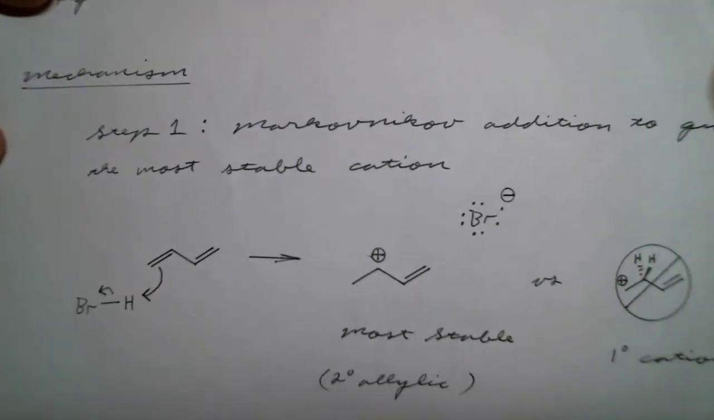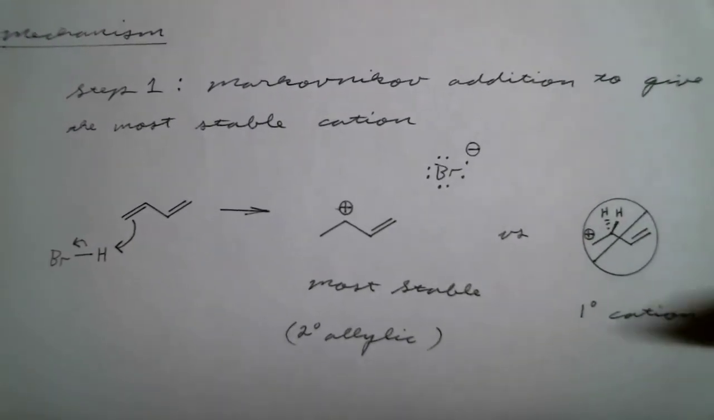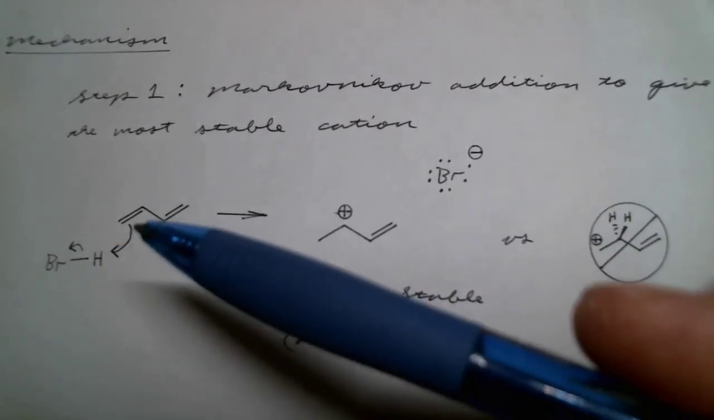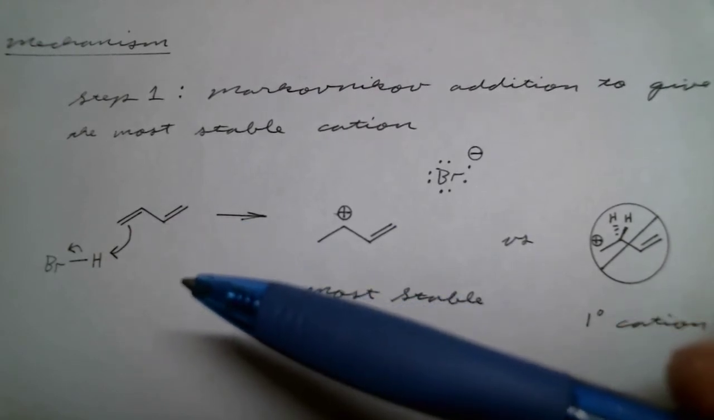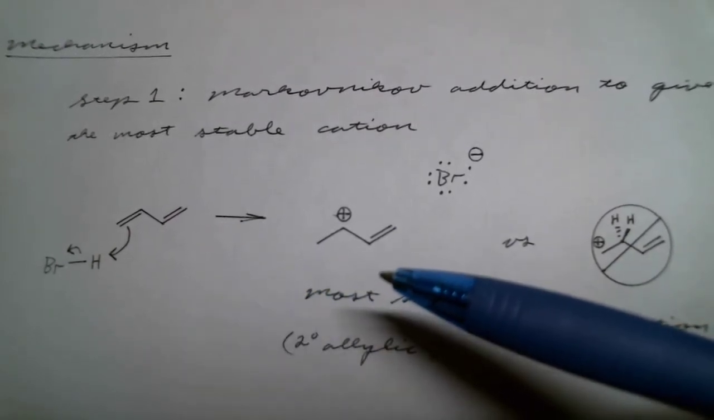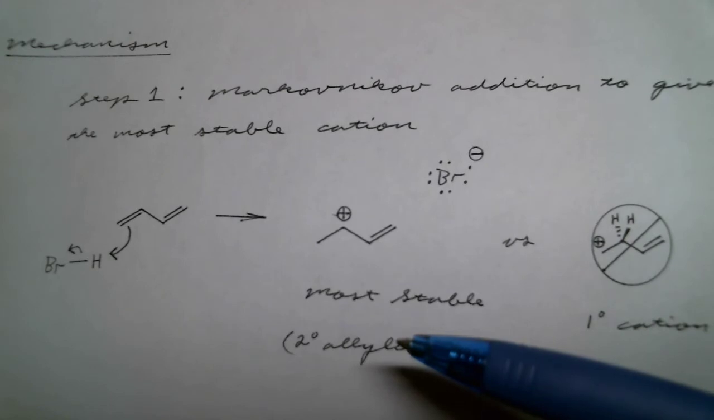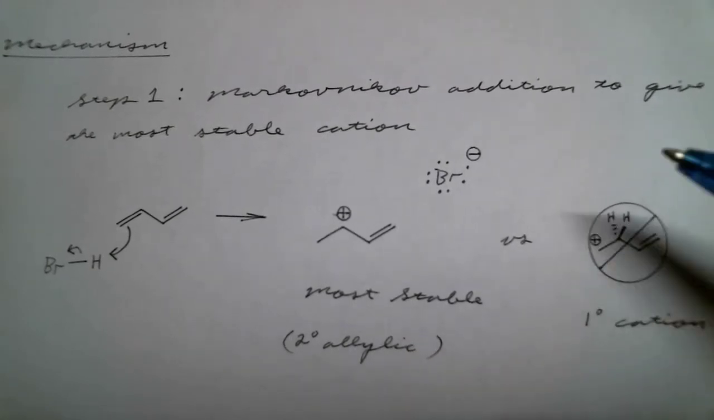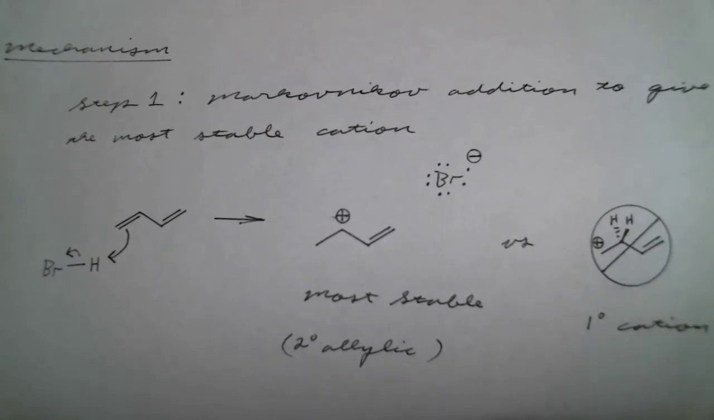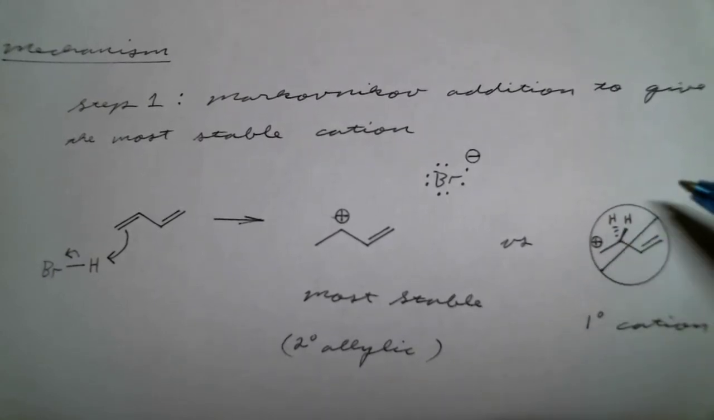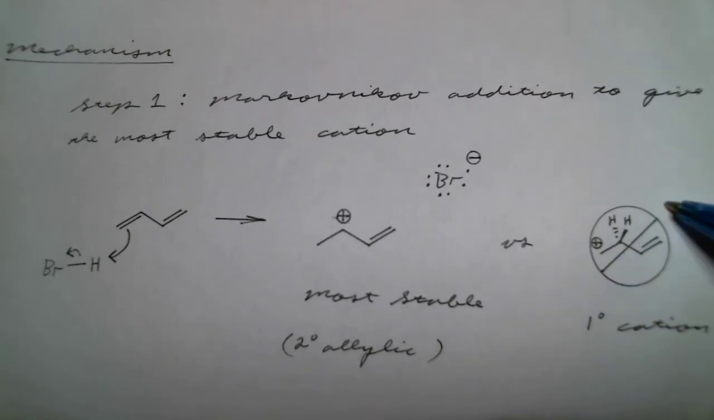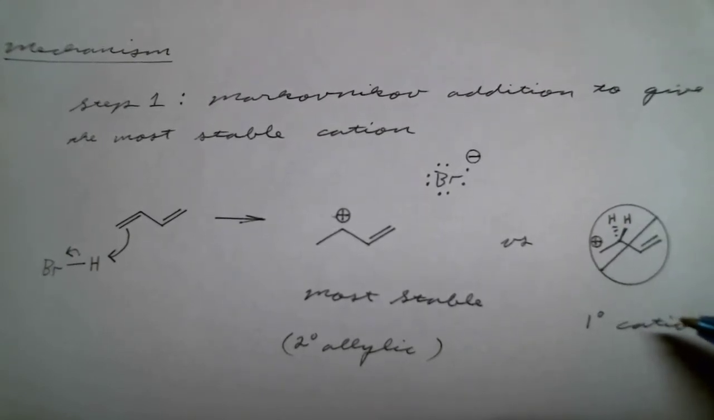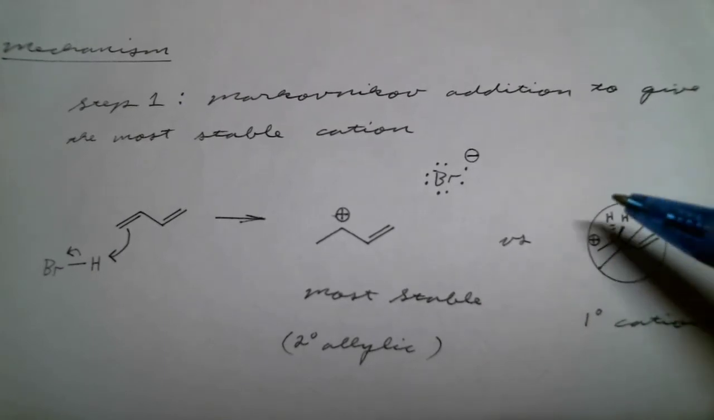Anyways, mechanism. Step 1, Markovnikov addition to give the most stable cation. So when we add HBr to one of these, either one of those pi bonds, we're going to prefer to form a secondary allylic carbocation first, right? Versus what? A primary non-allylic carbocation. These just simply are not allowed, right? That's why we have a circle with a line drawn through it saying, no, we don't generate these. We can generate primary allylic carbocations. Those are stable enough to exist in solution, but these are not.